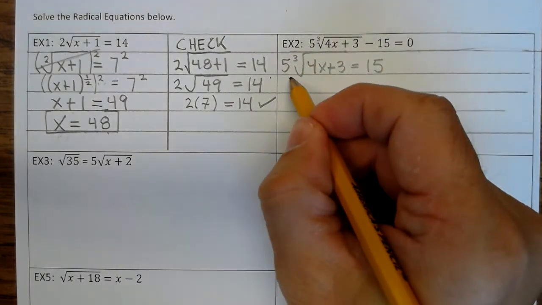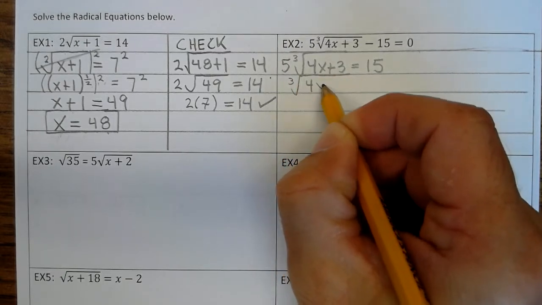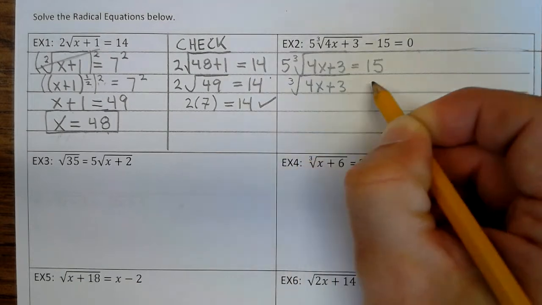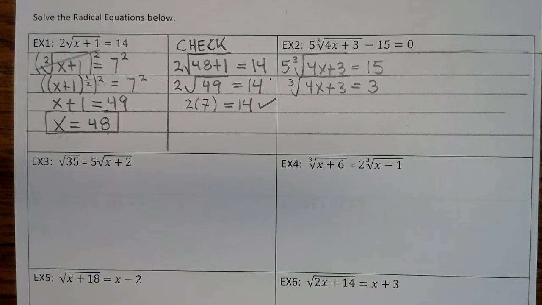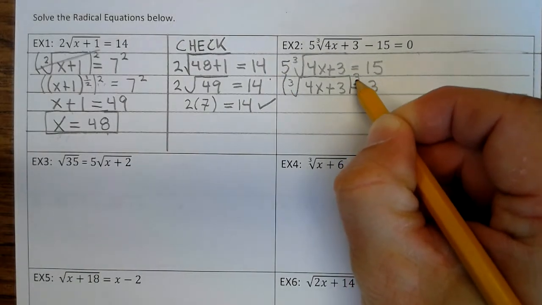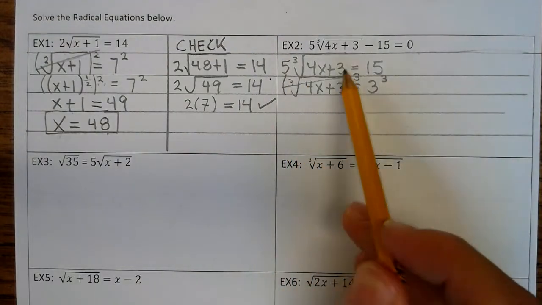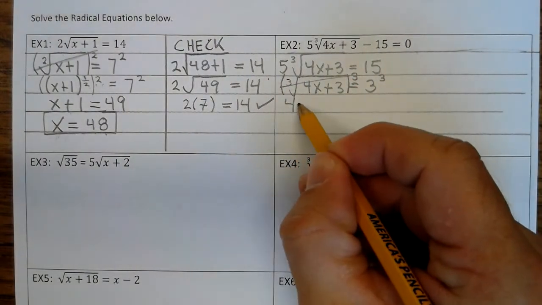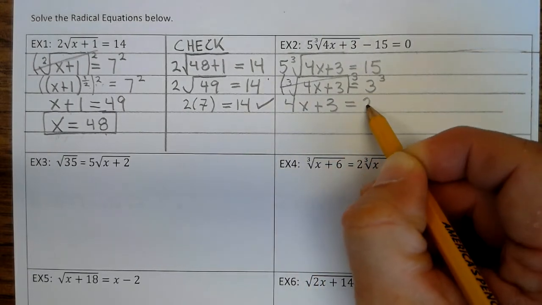So that's the cube root of 4x plus 3 equals 3. Now, step 2, raise both sides of the equation to the power equal to the index of the radical. So we're going to raise both sides by 3. Well, this becomes to the power of 1, so you get 4x plus 3. 3 cubed is 27.